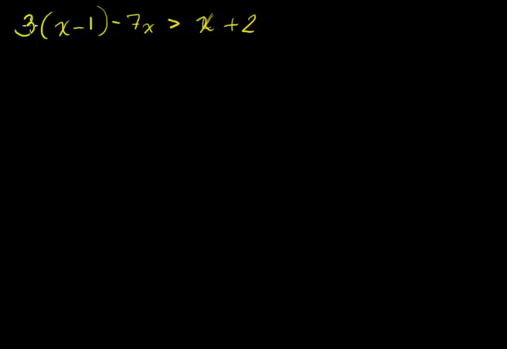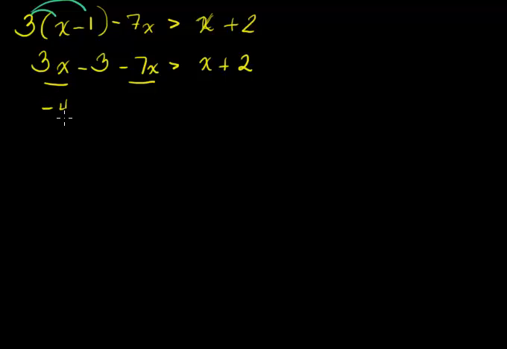Alright, so here we're going to start off by using the distributive property. When we do so, we're going to get 3x minus 3 minus 7x is greater than x plus 2. So we have our like terms. We have 3x and minus 7x, which will give us negative 4x minus 3 greater than x plus 2.